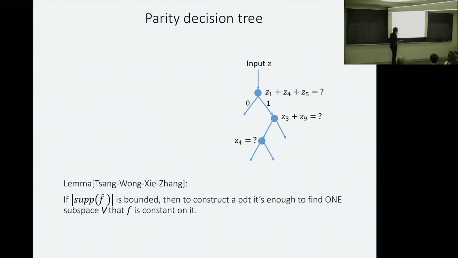Why is that? This is only true if the function has small Fourier support. If you have a function that has few Fourier coefficients, and you restrict it to a subspace and it's constant on that subspace, then in all the other cosets the number of Fourier coefficients drops by 2. So you can just restrict to each other coset of the subspace and iterate this argument. Every time you divide the number of Fourier coefficients, so at the end you get a log of the number of Fourier coefficients in the depth of your tree. Okay. So really the goal here is just to find one subspace that our function is constant on.